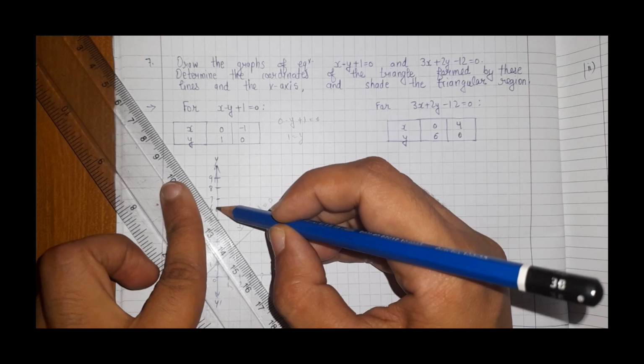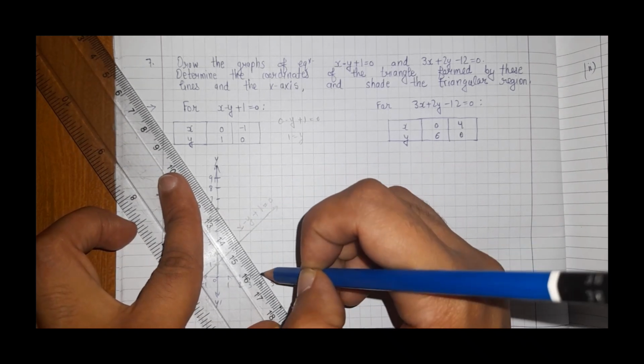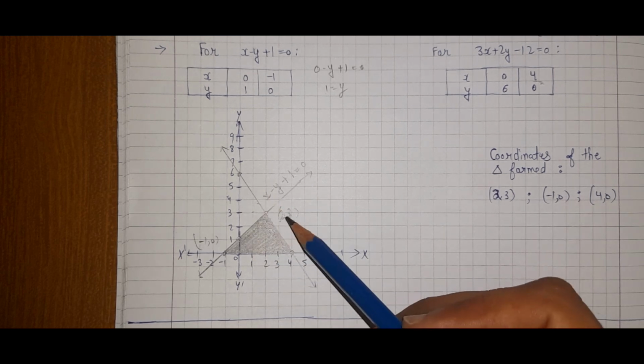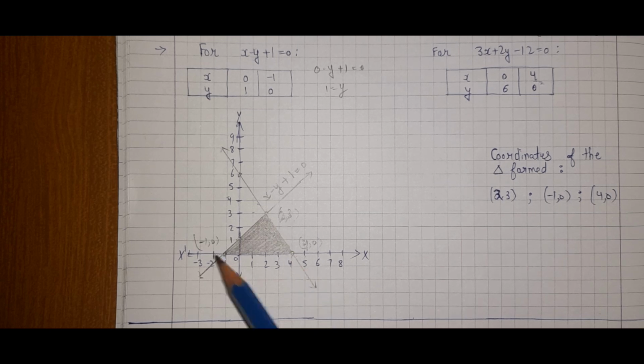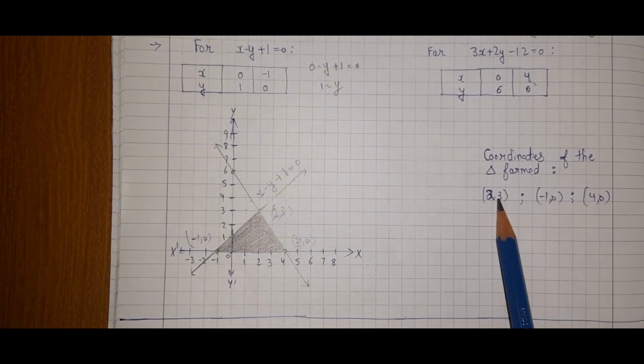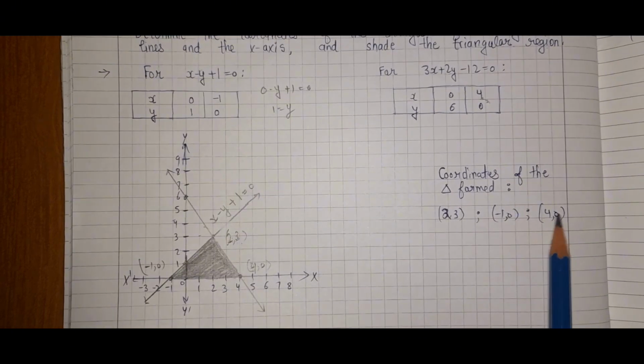Joining it, we will have the point of intersection. The two lines intersect each other at 2, 3 and meet the x-axis at -1, 0 and 4, 0. Thus the coordinates of the triangle formed are 2, 3, -1, 0 and 4, 0.